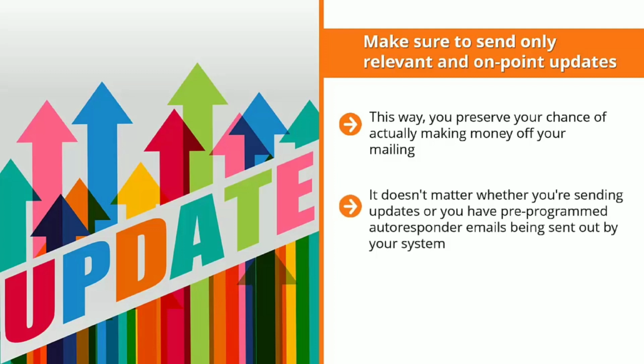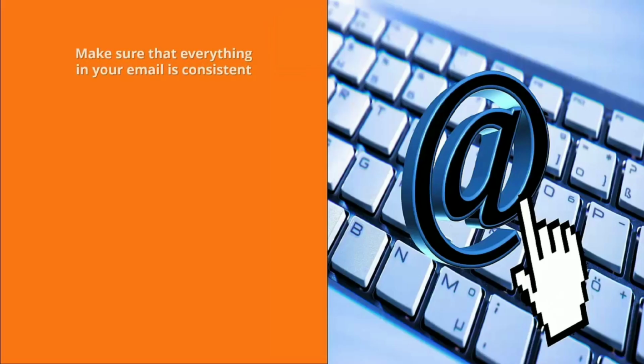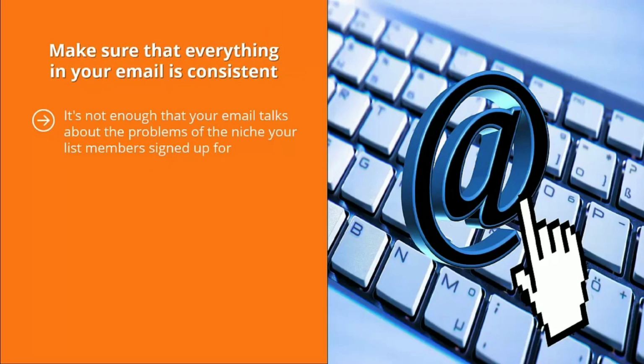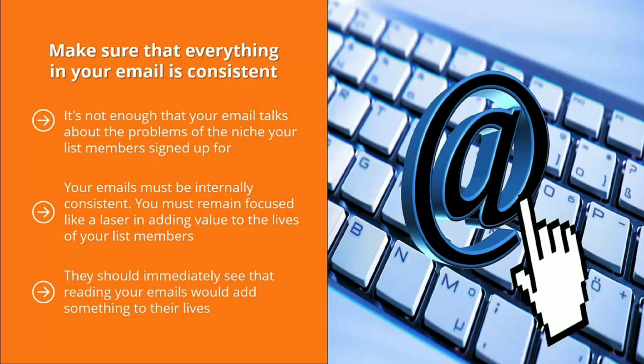It doesn't matter whether you're sending updates or you have pre-programmed autoresponder emails being sent out by your system. Your stuff has to be relevant. Otherwise, your list members would start ignoring your updates. Make sure that everything in your email is consistent. It's not enough that your email talks about the problems of the niche your list members signed up for. Your emails must be internally consistent. You must remain focused like a laser in adding value to the lives of your list members. They should immediately see that reading your emails would add something to their lives.